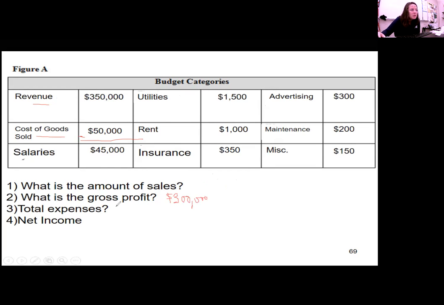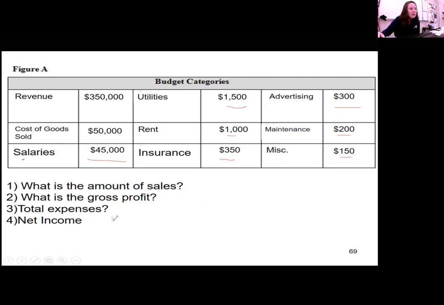Total expenses, you're just adding up everything that you're paying for each month, which would be your salaries, your utility bill, rent, insurance, advertising expense, maintenance to fix stuff, and then just miscellaneous stuff that we're paying for. So add up all those numbers and that'll give you your total expenses.